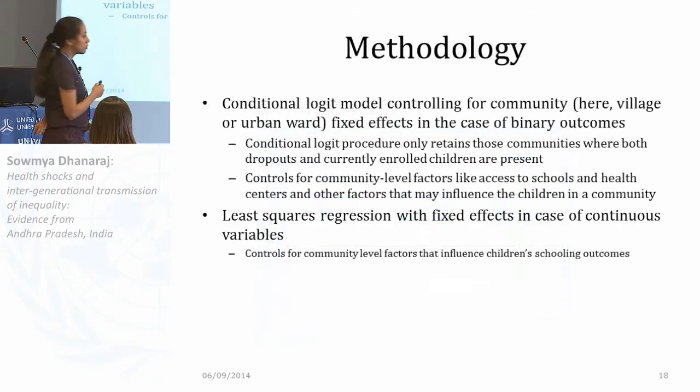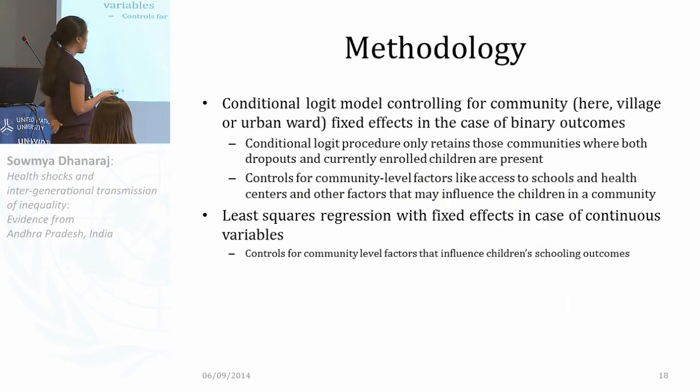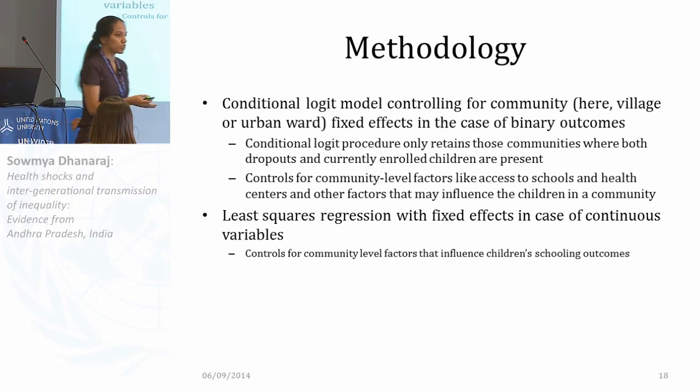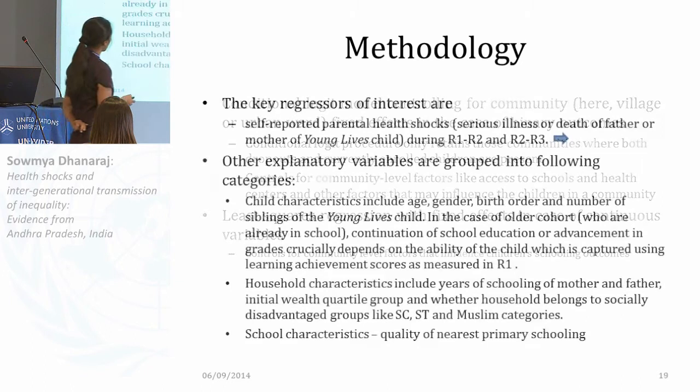This is again a profile of the grade advancement by parental health status. Now, moving to the methodology, I use a conditional logit procedure here, mainly for 2 reasons. Conditional logit procedure compares only those children from the same community. That is, it retains communities where there are both enrolled and dropout children. And also, it controls for community level factors like access to schools and health centers, which might influence the children in a community. In the case of continuous variables, I use least squares regression analysis with community fixed effects.